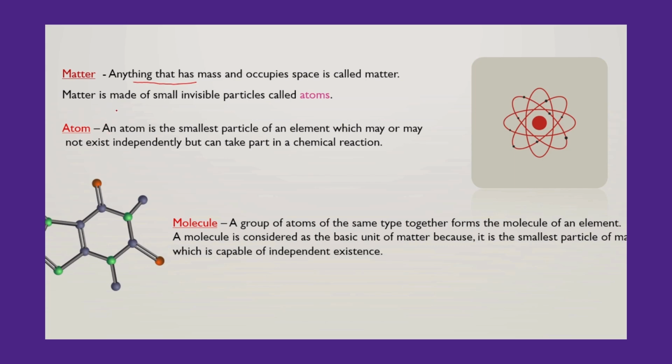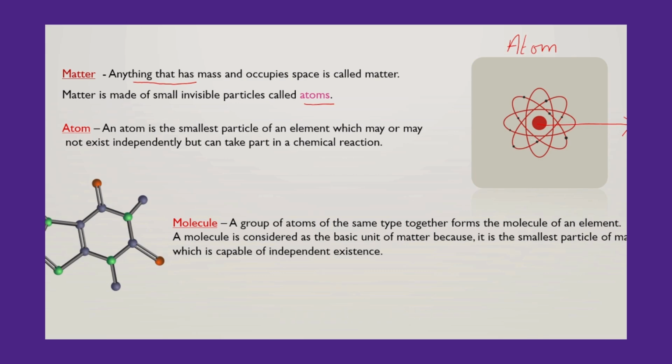Then, matter is made of small invisible particles called atoms. Now, on the side you can see this is an atom. Atom looks like this. And atom has a central part here. This central part is known as the nucleus. Atom has a central part, and that central part is called nucleus.